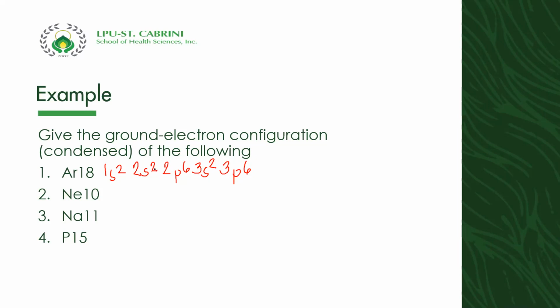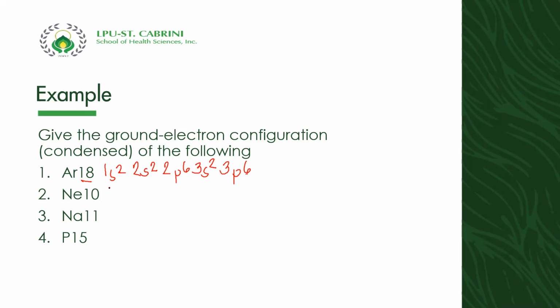2 plus 2 is 4. Plus 6 is 10. Plus 2 is 12. Plus 6 is 18 electrons. Neon 10. How are we going to give, or what is the condensed electron configuration of neon 10?